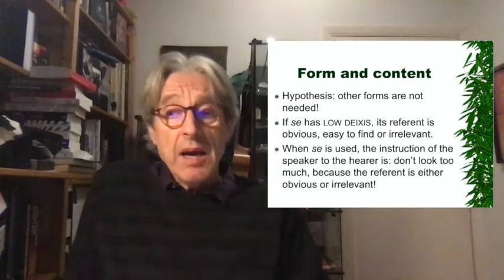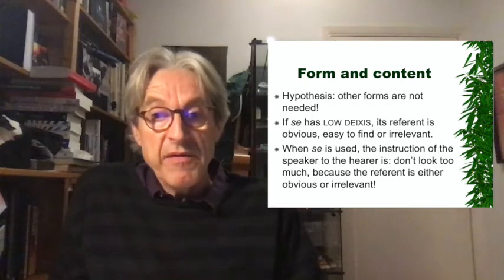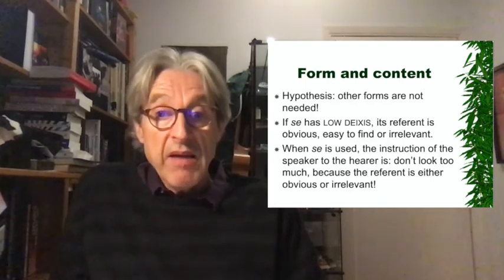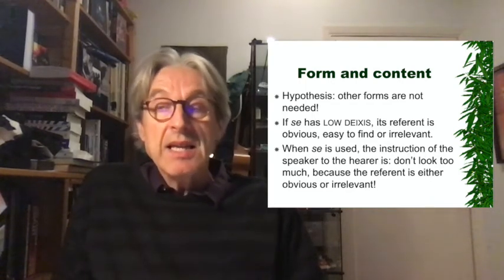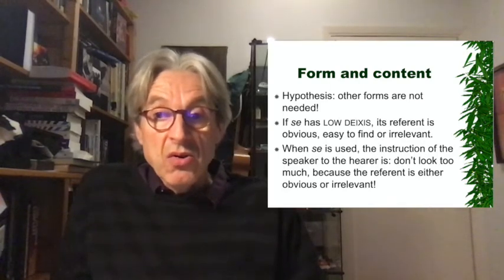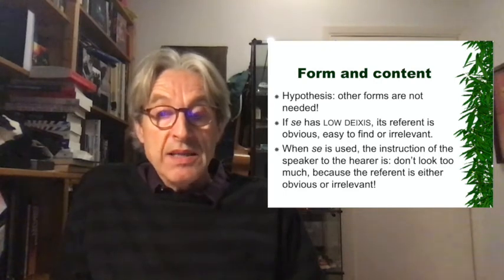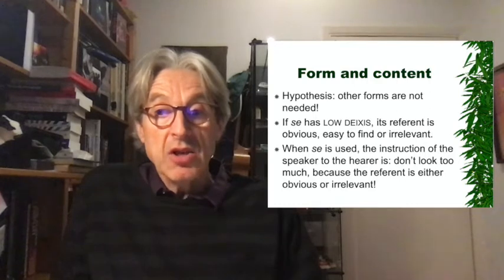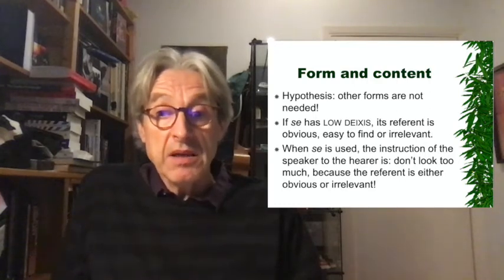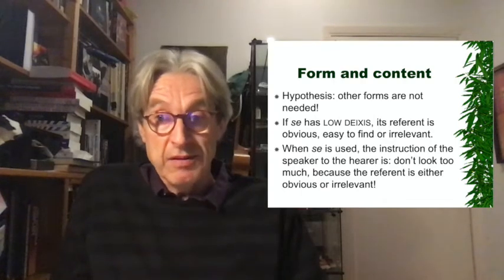Well, as the hypothesis shows, this could be so because other forms are not needed. If sé has low deixis, its referent should be obvious, easy to find, or irrelevant. So when sé is used, the instruction of the speaker to the hearer is: don't look too much, because the referent is either obvious or irrelevant.